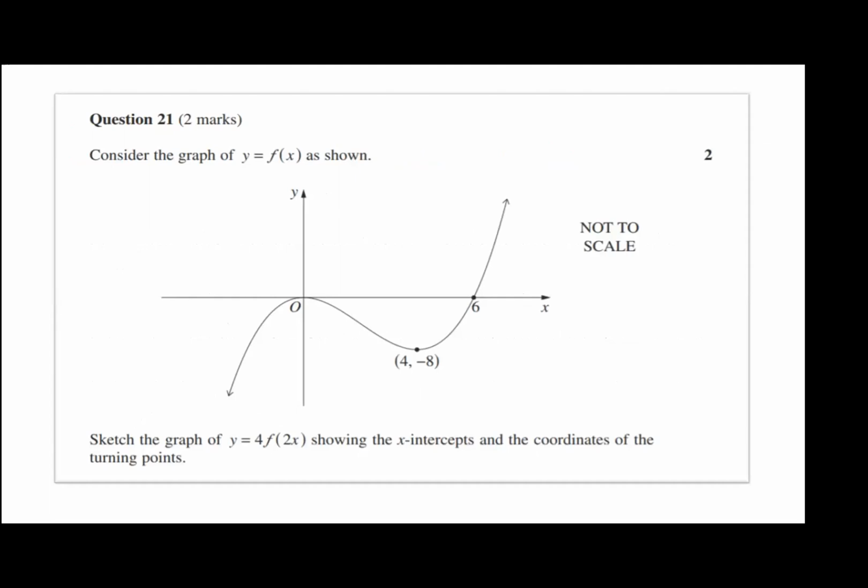Question 21. So this is the transformations question, where a graph of a function was given, and students needed to sketch y = 4f(2x). The question asks to show the x-intercepts and the coordinates of the turning points.